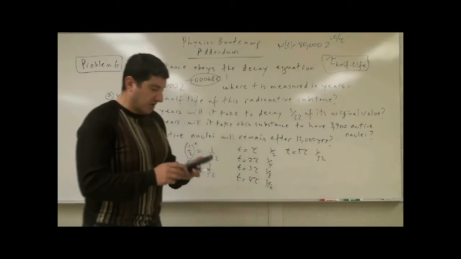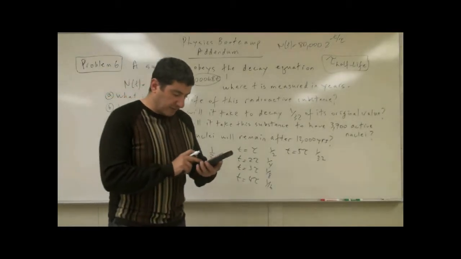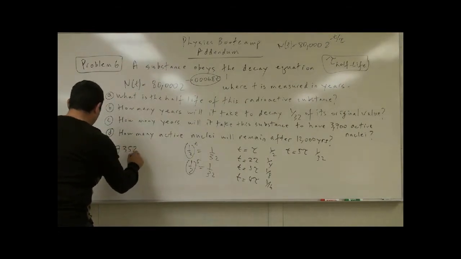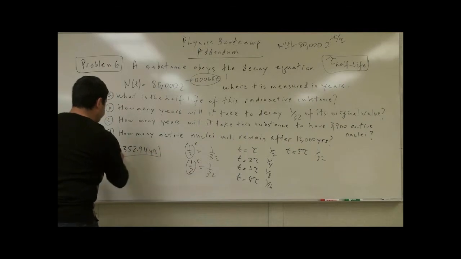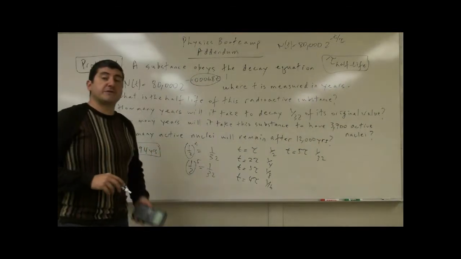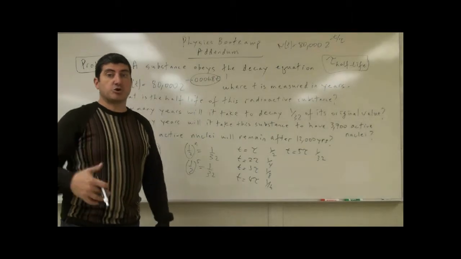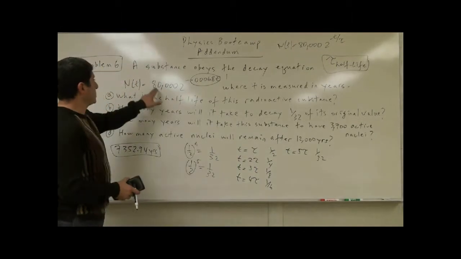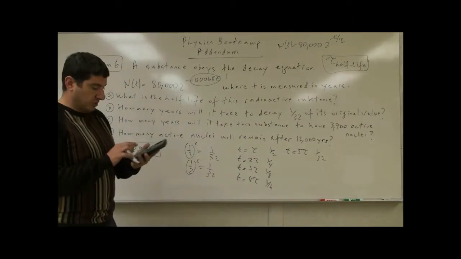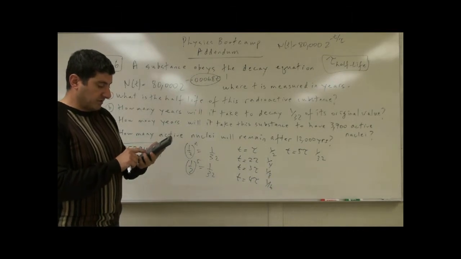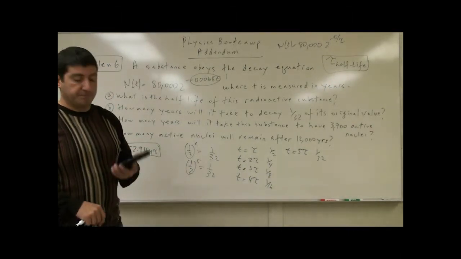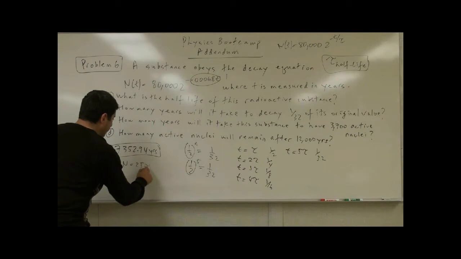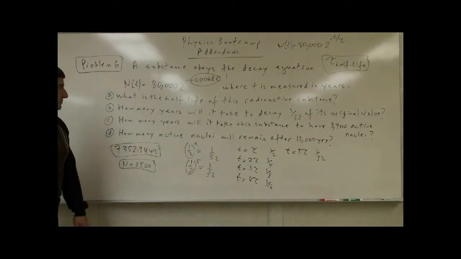Well, since the half-life was 1,470, we multiply that by 5. So that's going to be 7,352.94 years. 7,352 years must elapse in order for 1/32 of the material to remain, right? How much material will that be? 80,000 divided by 32, that's going to be 2,500, right? So at that time, only 2,500 active nuclei will remain, okay?